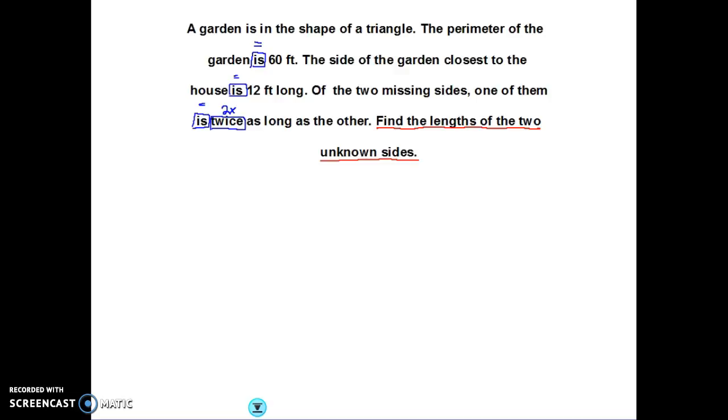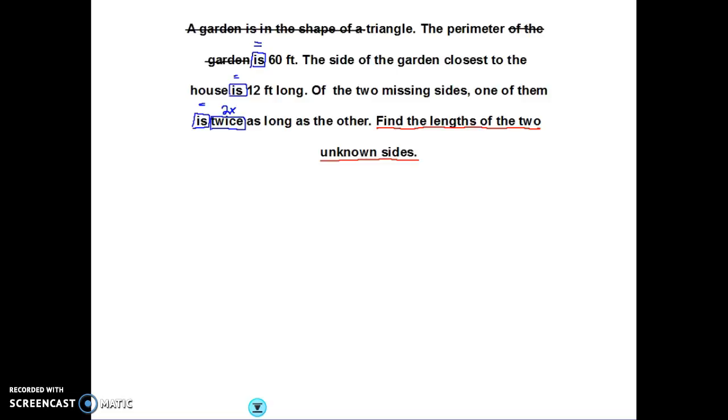Reading through this question, a garden is in the shape of a triangle. What's important in this sentence is that we're talking about the shape of a triangle. So I'm going to go back and cross out everything except for the word triangle. So we have a triangle. The perimeter of the garden, or of the triangle, is 60 feet. So I kept the word triangle, and I kept that the perimeter is 60 feet.